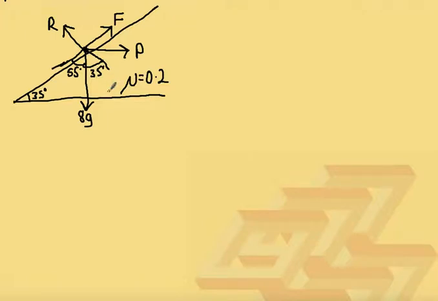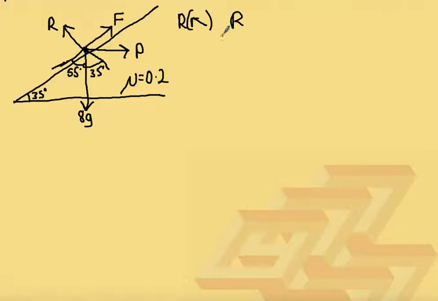Now the question asks to find the magnitude of this force P, and it also asks to find the reaction between the particle and the plane. Well, I've got no idea how I'm going to solve this at the moment. There's quite a few unknowns here, and so the only thing that we can do is start off by resolving. Initially, I'm going to resolve perpendicular to this plane. So here we have resolving perpendicular.